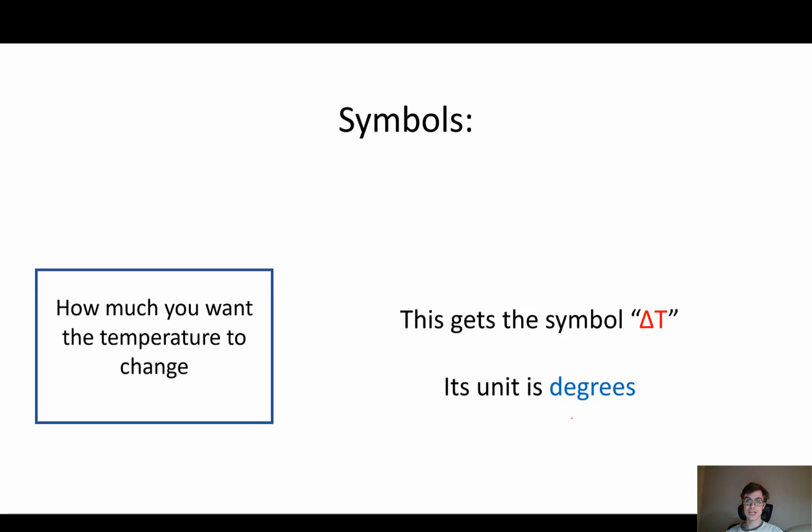Finally, how much you want to change the temperature, the temperature change, gets the symbol triangle T. So in my exothermic and endothermic video, I talked about the triangle as a delta. It's a Greek delta, and it's the way that scientists symbolize the change in something. So this means the change of temperature, triangle T. The unit is degrees.